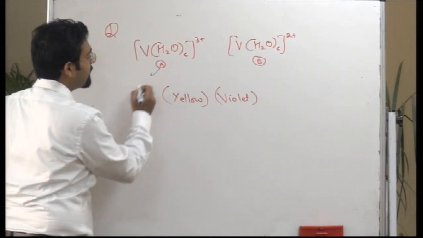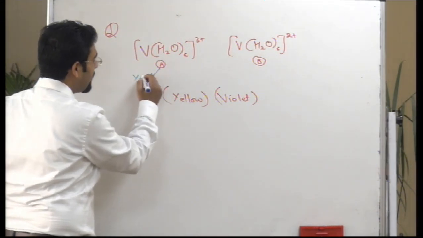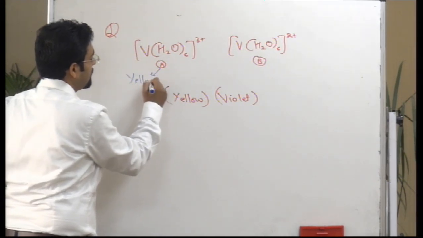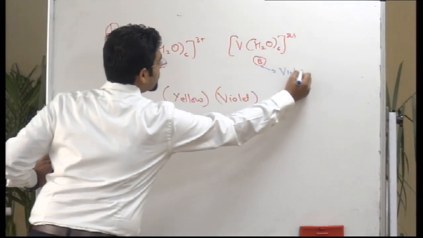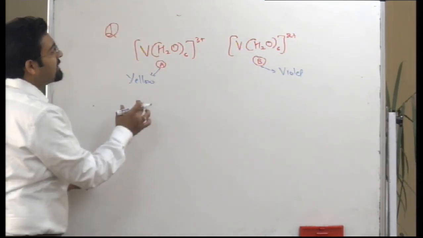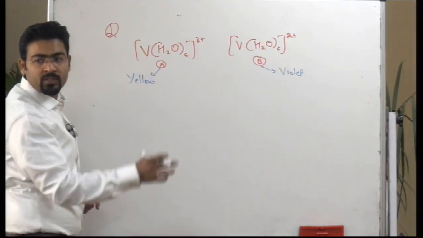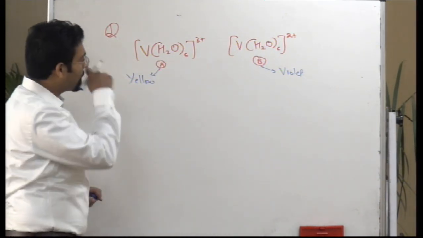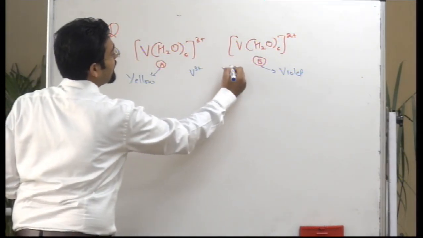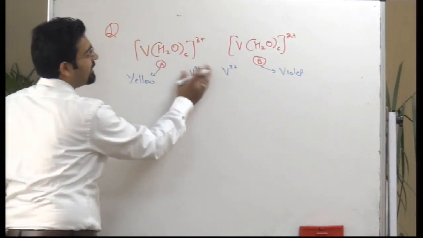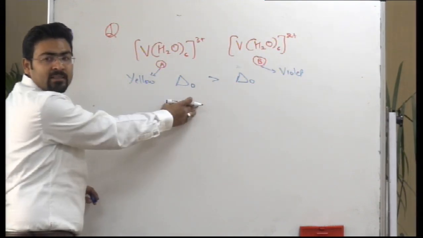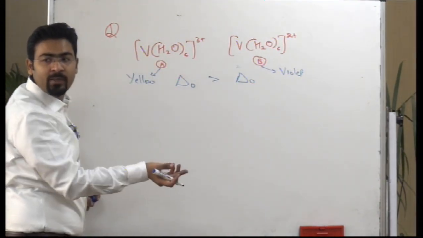A will be yellow in color, and B will be violet in color. This is the right answer. So how can we predict? Let's see. As I can see, both of them are octahedral complexes. Both are using the same ligands, the same number of ligands. Both are using the same metal ion. The only difference is the charge on the metal ion. So as the charge on the metal ion is higher in this case, delta O will be higher in this case. If the energy gap is high in this case, high energy radiation will be absorbed.